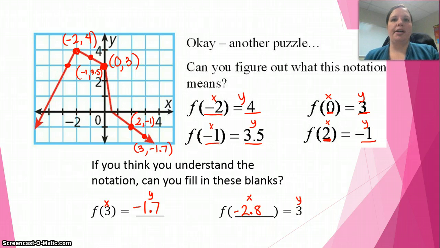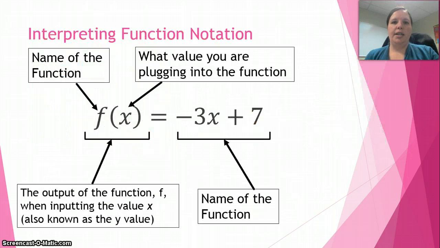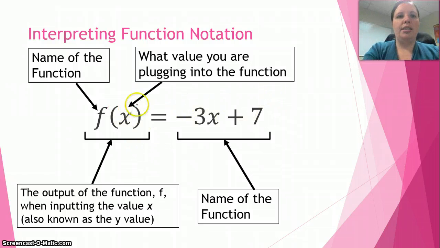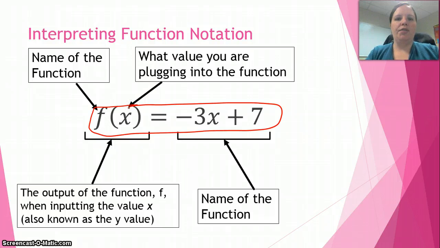So really, what function notation is showing is this x-y relationship. It's a way of listing our input values and our output values for our function machines. So when you're interpreting the function notation, it has different pieces. Normally we see f of x equals an equation, -3x plus 7 in this case. Each piece has a different part to the puzzle here.